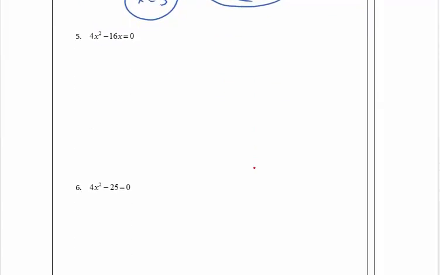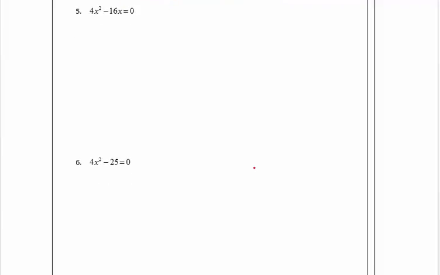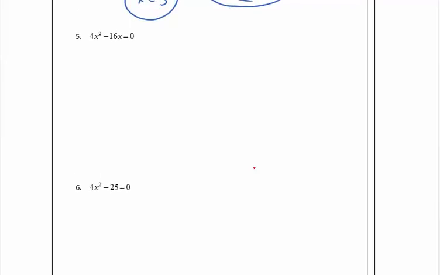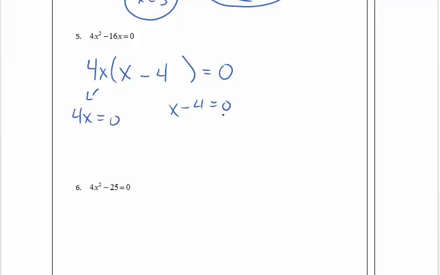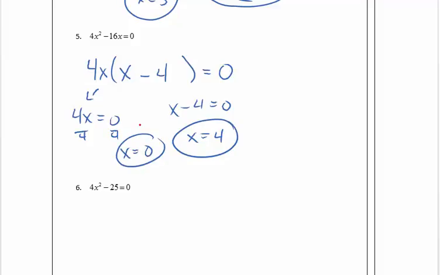Okay, moving along. Number 5. Remember the first step, set to 0. This one is eventually going to give you some problems that aren't set to 0. We'll have to do that on our own. But this one is already set to 0, so that's good. Now factor. First step in factoring, GCF. This one has one. The last one did not. Factor out the 4x, I get x minus 4. Factoring's done. Set each factor to 0 and go from there. Add 4 to both sides, gives me a solution, x equals 4. In this case, divide both sides by 4, give me a solution, x equals 0.